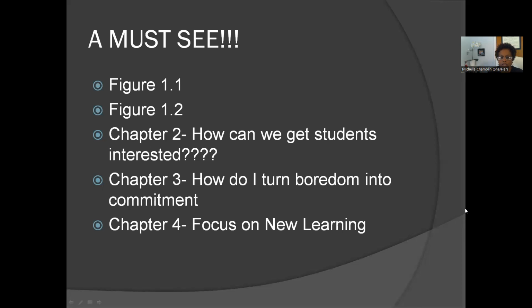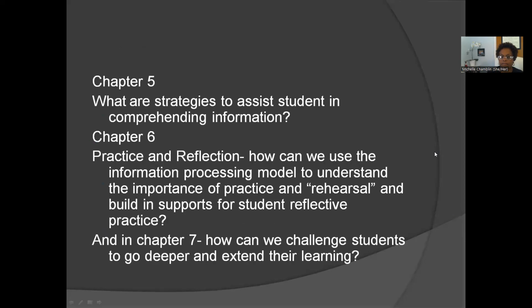What do we do? Chapter 3, how do I turn boredom into commitment? How do I get students to self-regulate and make commitments? Chapter 4, focus on new learning. When students take in new learning, how do we get it to stick? In chapter 5, you are going to ask yourself and reflect on the strategies. What are strategies to assist students in comprehending information?